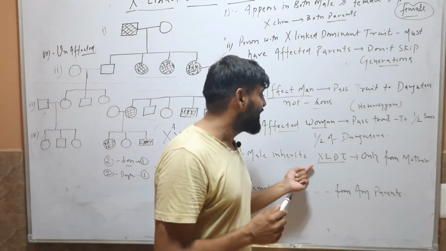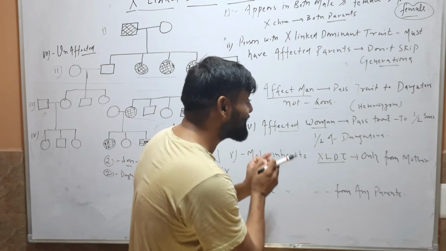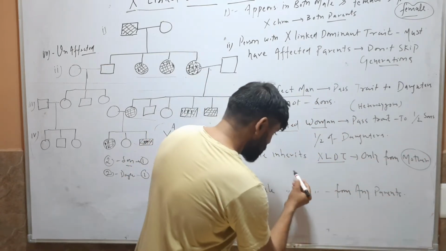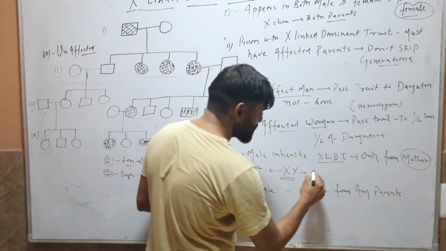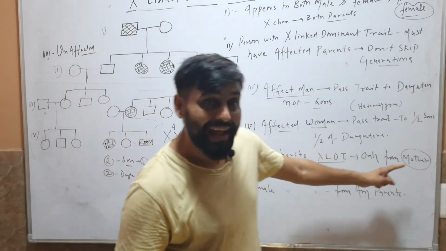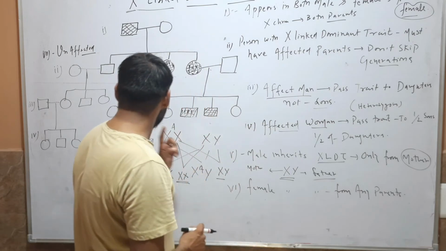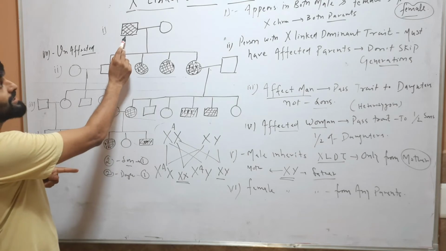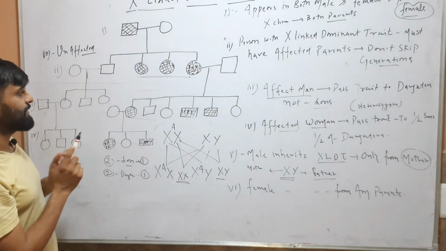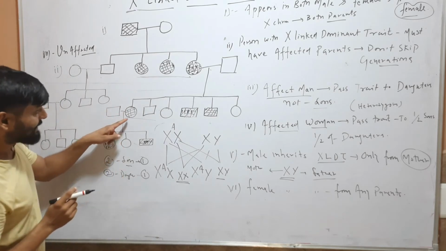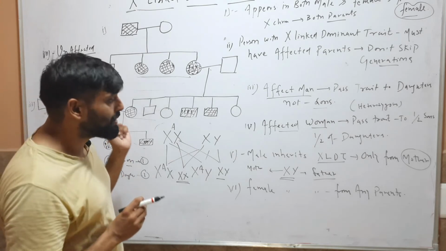So next is, male inherit X-linked dominant trait only from mother. Male, or you can say son, always inherits that trait from mother, because we know that male is X and Y. So male gets this X always from mother and this Y always from father. So male will get that trait only from mother. If mother is affected, then son can be affected. If father is affected, then son cannot be affected. Here in this case, father is affected, so all the daughters are affected, but the son is unaffected. But when mother is affected, you can see that the son will also be affected. So son can get that trait only from mother.